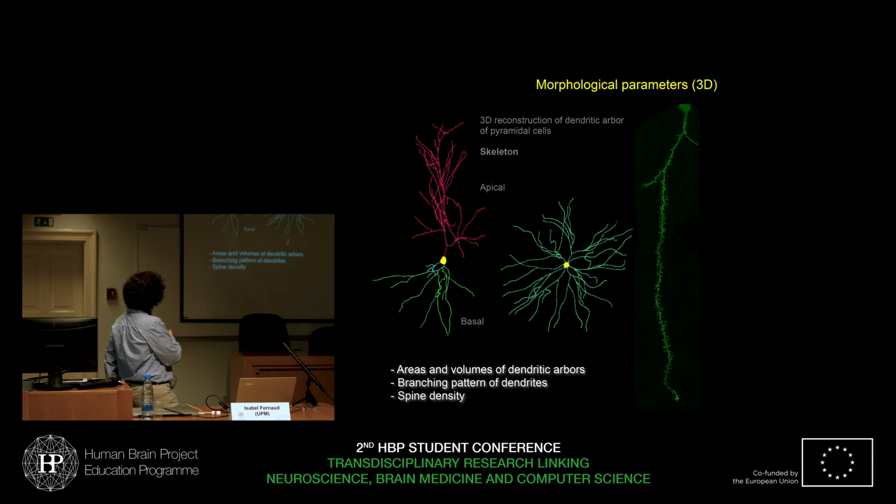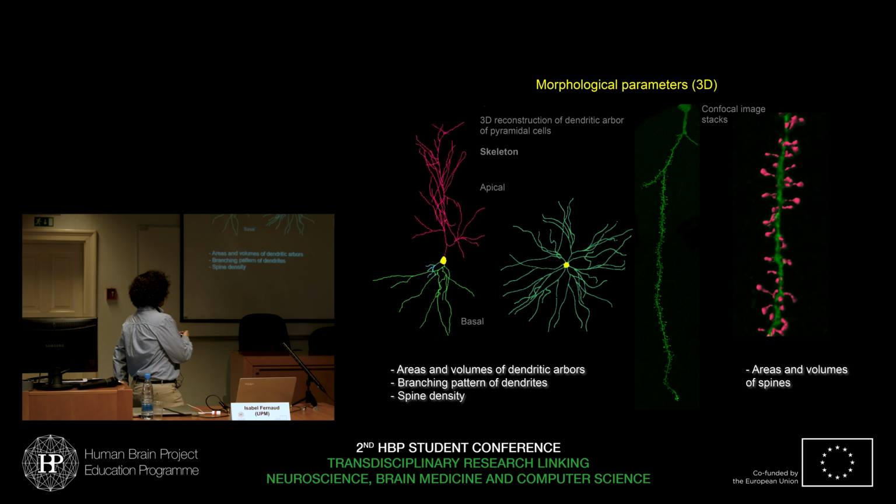So as we have seen, you can get a lot of morphological parameters from this kind of skeleton-based reconstruction. You have the complete neuron or the basal arbor, and you can get the spine density. But what if you want to study the spines in more detail? As we say, the spines are the places where most synapses are made. So it would be very useful to obtain the areas and volumes of spines, because the size of the spine is relevant for the strength of the connection with the axon input.